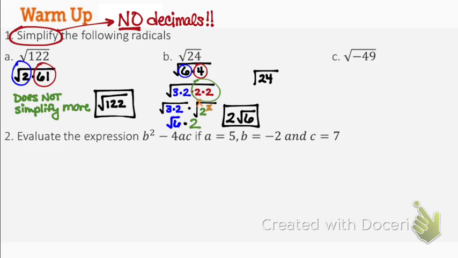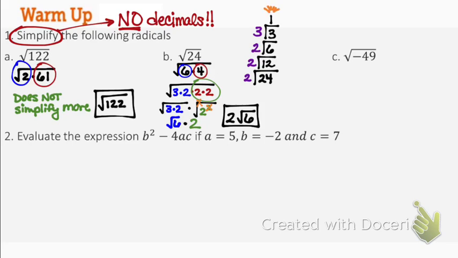What's a prime number that goes into 24? 2. What would that leave me with? 12. What's a prime number that goes into 12? 2, and that would leave me with 6. What's a prime number that goes into 6? 2, and that would leave me with 3. What's a prime number that goes into 3? 3. And that would leave me a 1. That would be my birthday candle up on top.